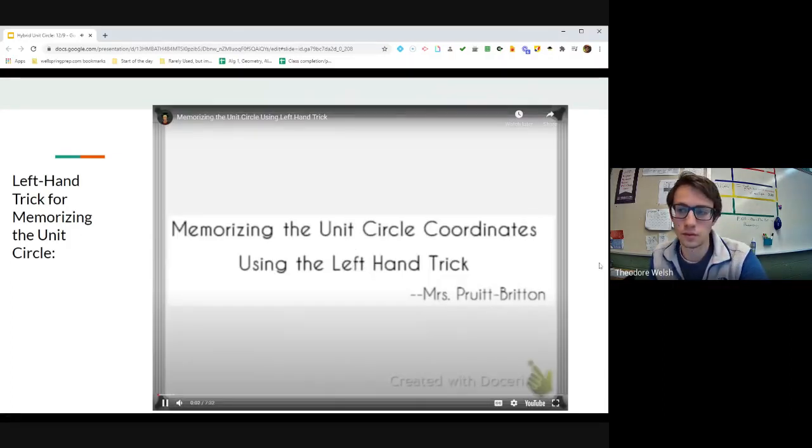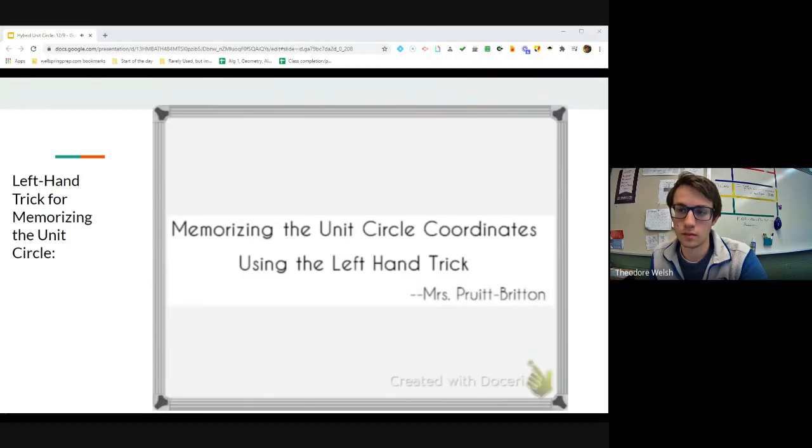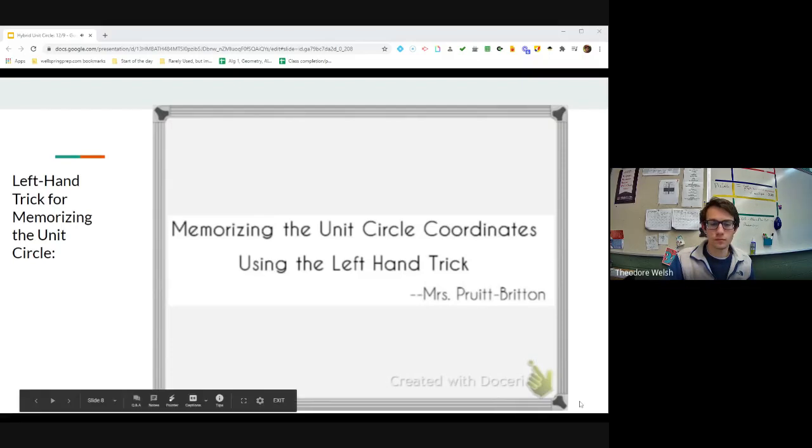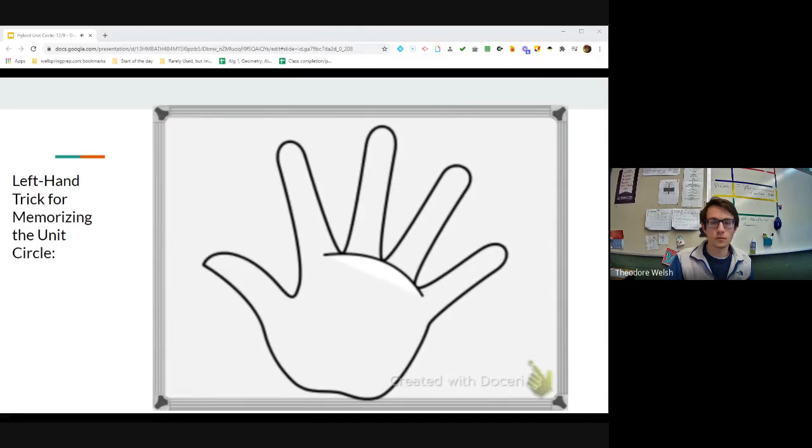Hi, you guys. It's Mrs. Pruitt Britton again, and I wanted to do another quick lesson on how to memorize the unit circle coordinates. And this time I'm going to use the left-hand trick. You can use this if you like. If you don't like it, you don't have to use it.